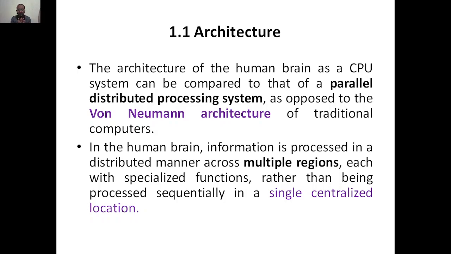So, as opposed to the von Neumann architecture of the traditional computer. Here we are considering the von Neumann architecture of traditional computers and comparing it with the brain. So in the human brain, what is happening? Information is processed in a distributed manner. How is it distributed? Because in the human brain we have multiple regions. Those multiple regions do the multitasking, each with specialized functions. Every region has its own specialized function.